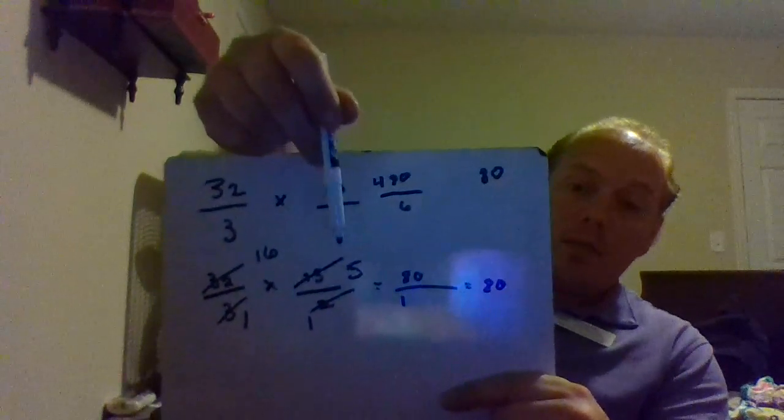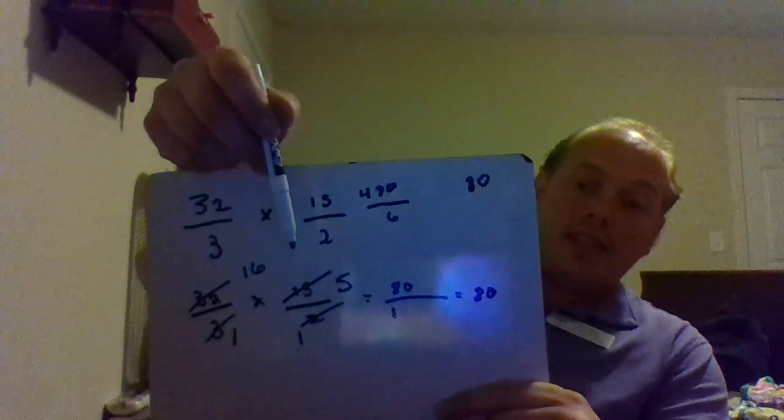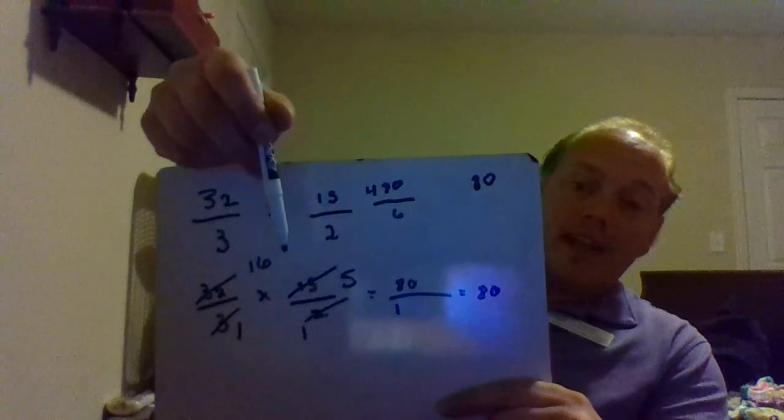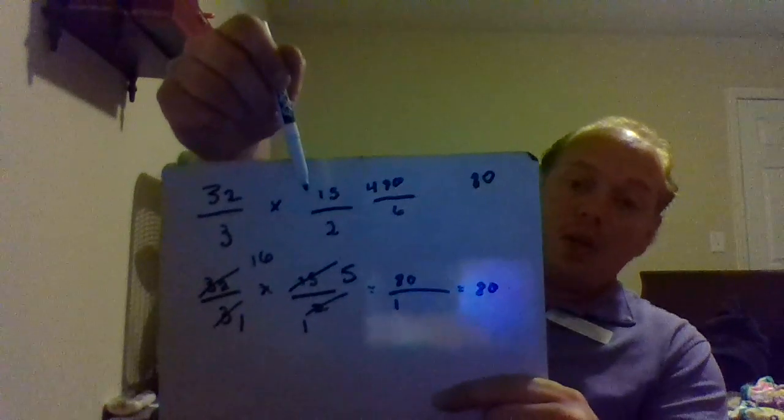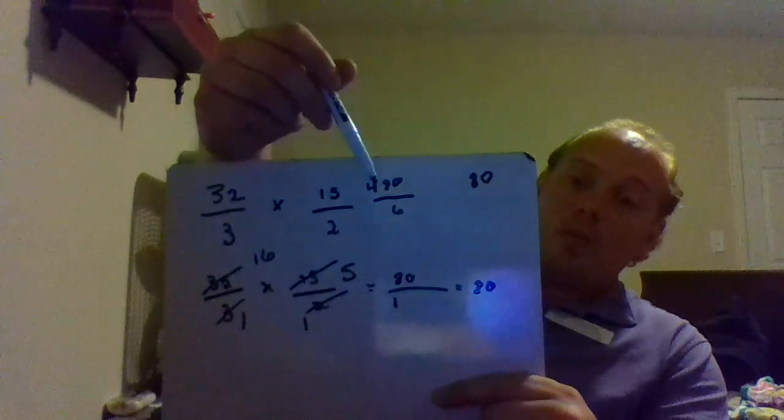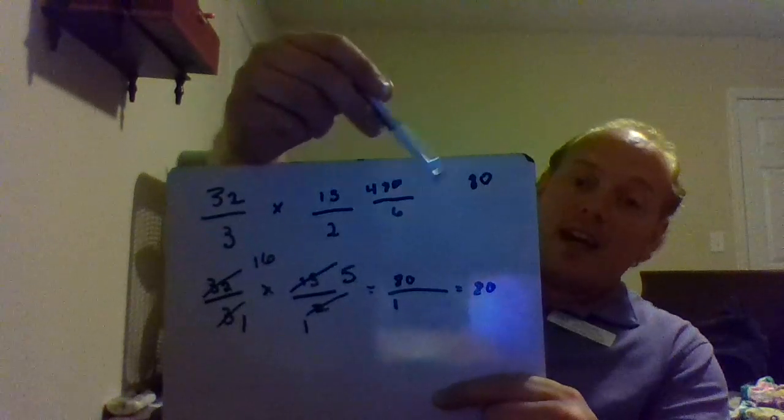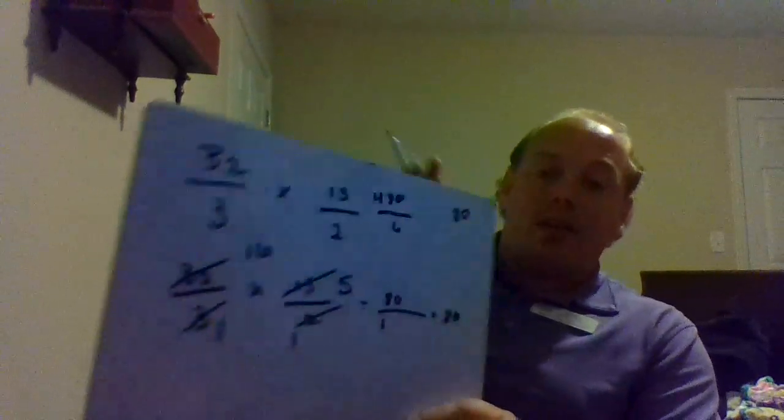The bottom, we made things easier on ourselves. We skipped a step and we cross-canceled. The top, we just did it normally. Then we divided it out and got 80. Both ways are correct. Both ways are fine. Either way that you want to do it, you do it. But I just want you to know that there is a way out there that will make things easier on you. And hey, who doesn't like easy, right?